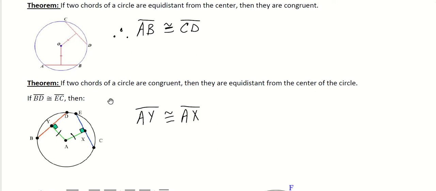And remember, the shortest length from any point to a line is going to be the perpendicular segment. So the shortest distance from A to chord BD is going to be that perpendicular segment. Same thing here. The shortest distance from point A to chord EC is going to be that perpendicular segment. So that is why these form a perpendicular intersection. And the same thing would be happening up here as well.